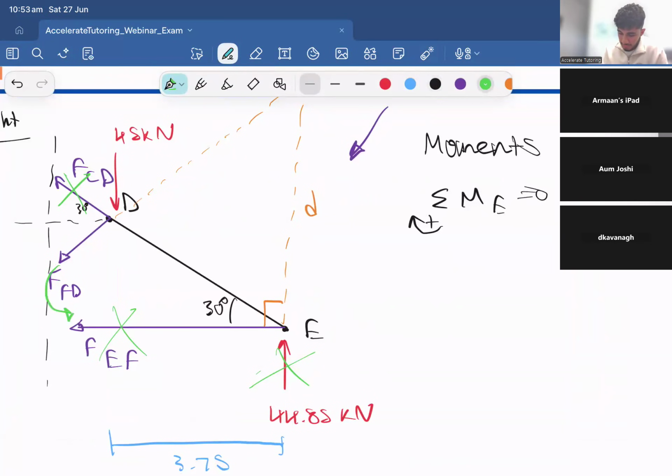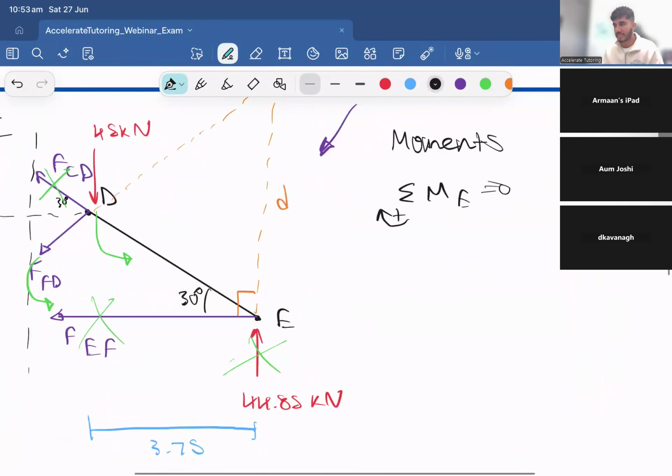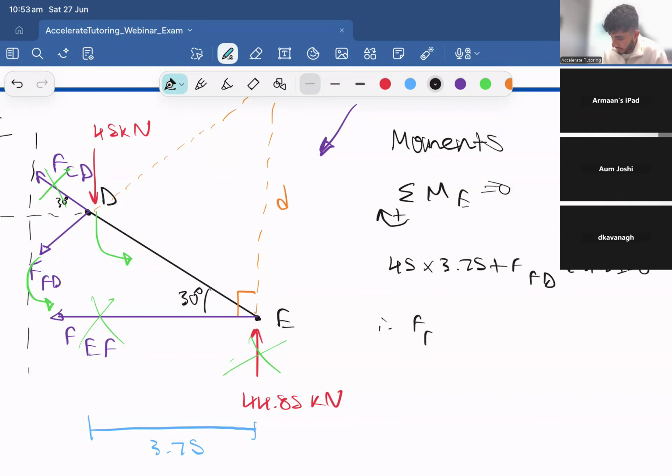This is going anti-clockwise. That's also going anti-clockwise. So they'll be together in our moments equation. So we get 45 times 3.75 plus force FD times 4.33 is equal to 0. Therefore, force FD is equal to negative 45 times 3.75 over 4.33. That gives us negative 31.18. Sorry, I have not done that correct.